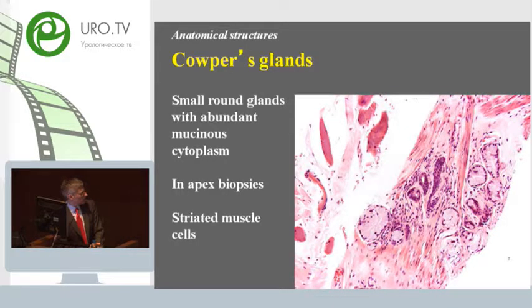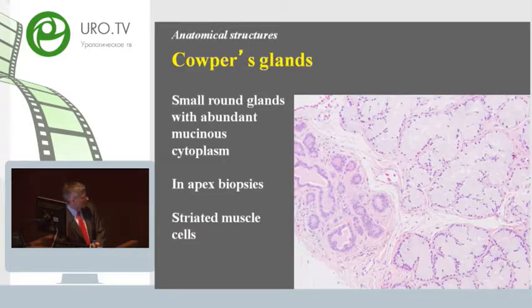The glands are mucinous and they are filled with mucin, so the lumen is almost obliterated, and this is never seen in prostate cancer. Here's another example of Cowper's glands with mucinous epithelium and obliterated lumina, never seen in prostate cancer.